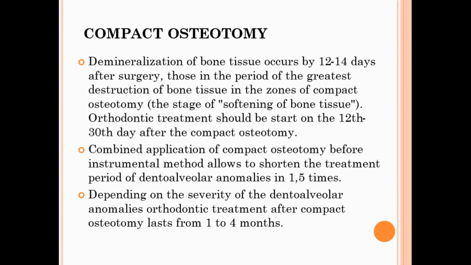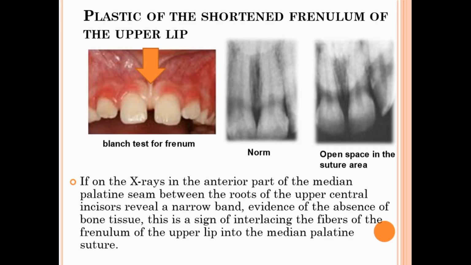Combined application of compact osteotomy before the instrumental method allows shortening the treatment period of dental-alveolar anomalies by 1.05 times. Depending on the severity of the dental-alveolar anomalies, orthodontic treatment after compact osteotomy lasts from 1 to 4 months. So, plastic surgery of the shortened frenulum of the upper lip.